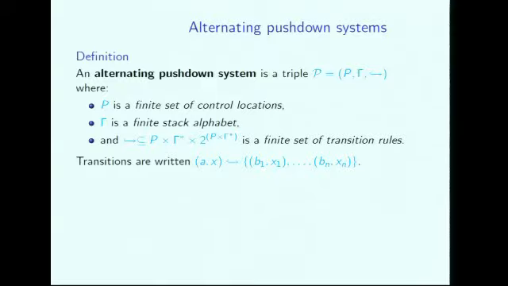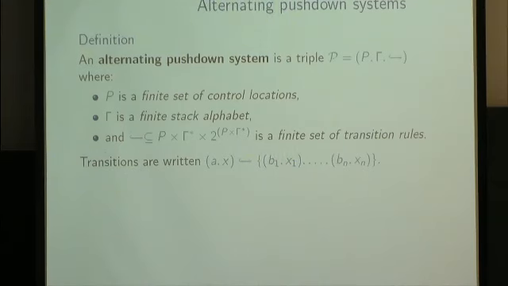A push down system is one where you have got some control locations and some stack alphabet given to you, and you have got transition rules of this form. This says that if the push down is in state X, you replace the top by a string B1, B2, Bn, and this is the state that you move to. Now, this is alternating, so you have got this list here, and a standard push down system otherwise would be where you examine the top of the stack and replace it by the new string, from X, let us say, to Y.